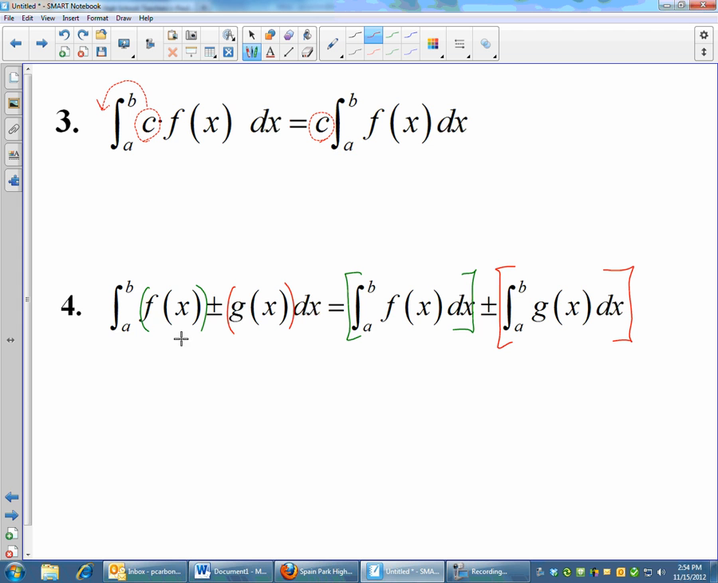You don't have to do that every time. Sometimes you'll just do the antiderivative, even if there is a bunch of addition and subtraction inside the integral. But sometimes the antiderivative technique for f of x will be completely different than what we do for g of x, and in those cases you'll have to split up your antiderivative.